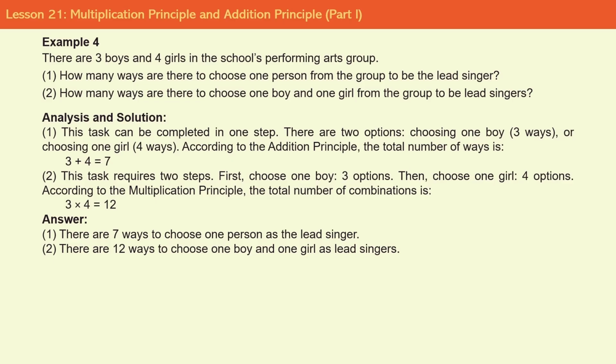For question 2, this task requires 2 steps. First, choose one boy, which has 3 options. Then, choose one girl, which has 4 options. According to the multiplication principle, the total number of combinations is 3 times 4 equals 12. The answer is, there are 7 ways to choose one person as the lead singer, and there are 12 ways to choose one boy and one girl as lead singers.